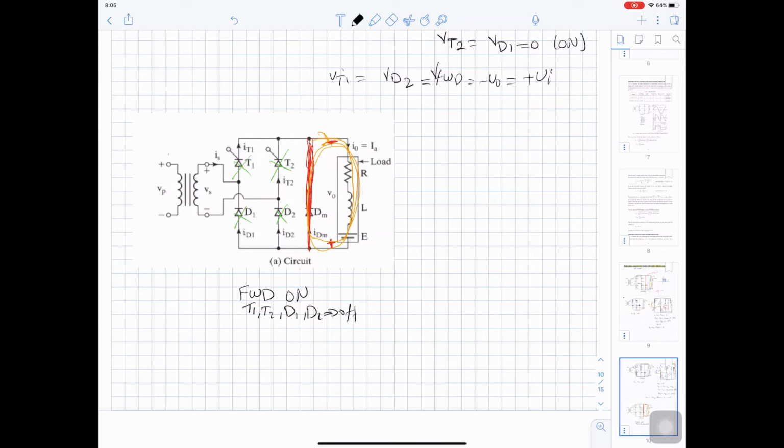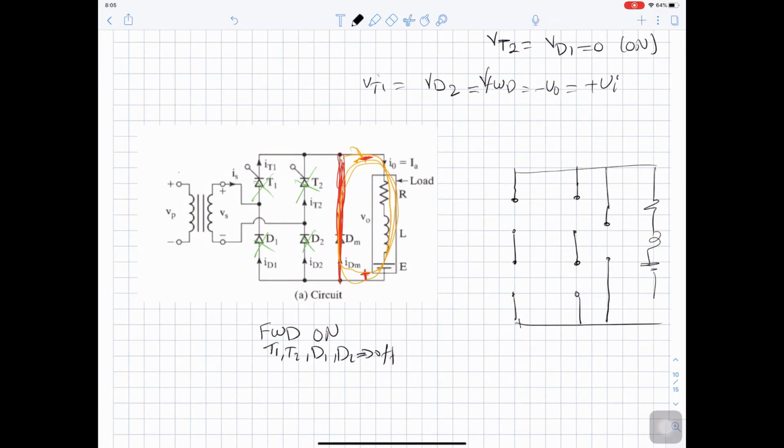So if we sketch the circuit here, thyristor 1 is open circuit, thyristor 2 is open circuit, diode 1 is open circuit, diode 2 is open circuit, and the freewheeling diode is conducting. Here is RLE, V out, I out, and here we have Vn. The freewheeling diode here is conducting. This is the only one conducting.